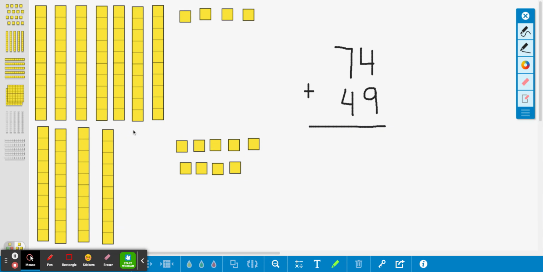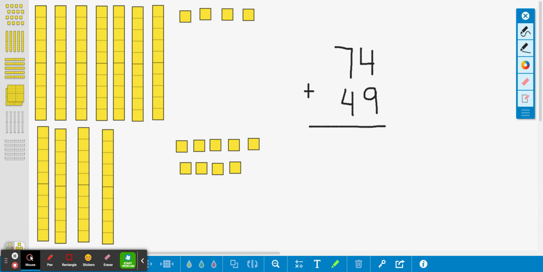So the first thing that I'm going to do is build 74 and 49, which I've done already. So I have 7 tens right here, 10, 20, 30, 40, 50, 60, 70, and 4 ones right there. Now I have my 4 tens and 9 ones for 49, 10, 20, 30, 40, and 9 ones.